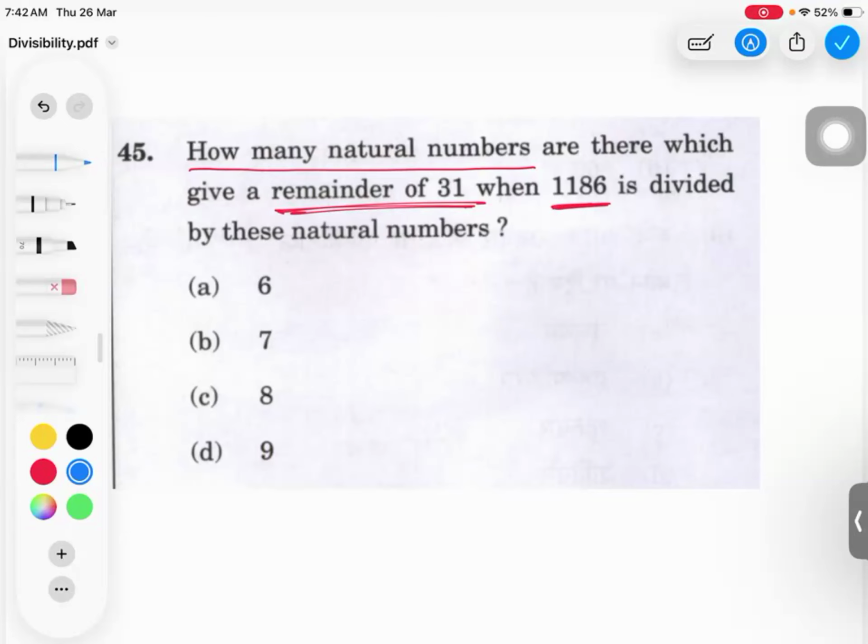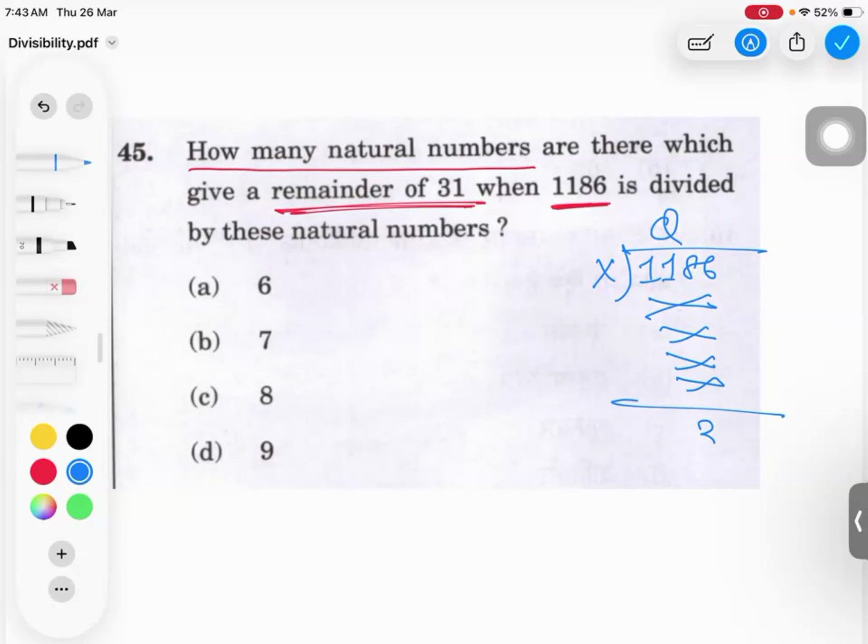What is coming to your mind? See, there is a number. Let's say the number is x. x is dividing 1186. There must be some quotient. Whatever it is, there must be some quotient. And after everything gets divided, the remainder is 31 here. This is what the question is saying, the most root understanding of it.